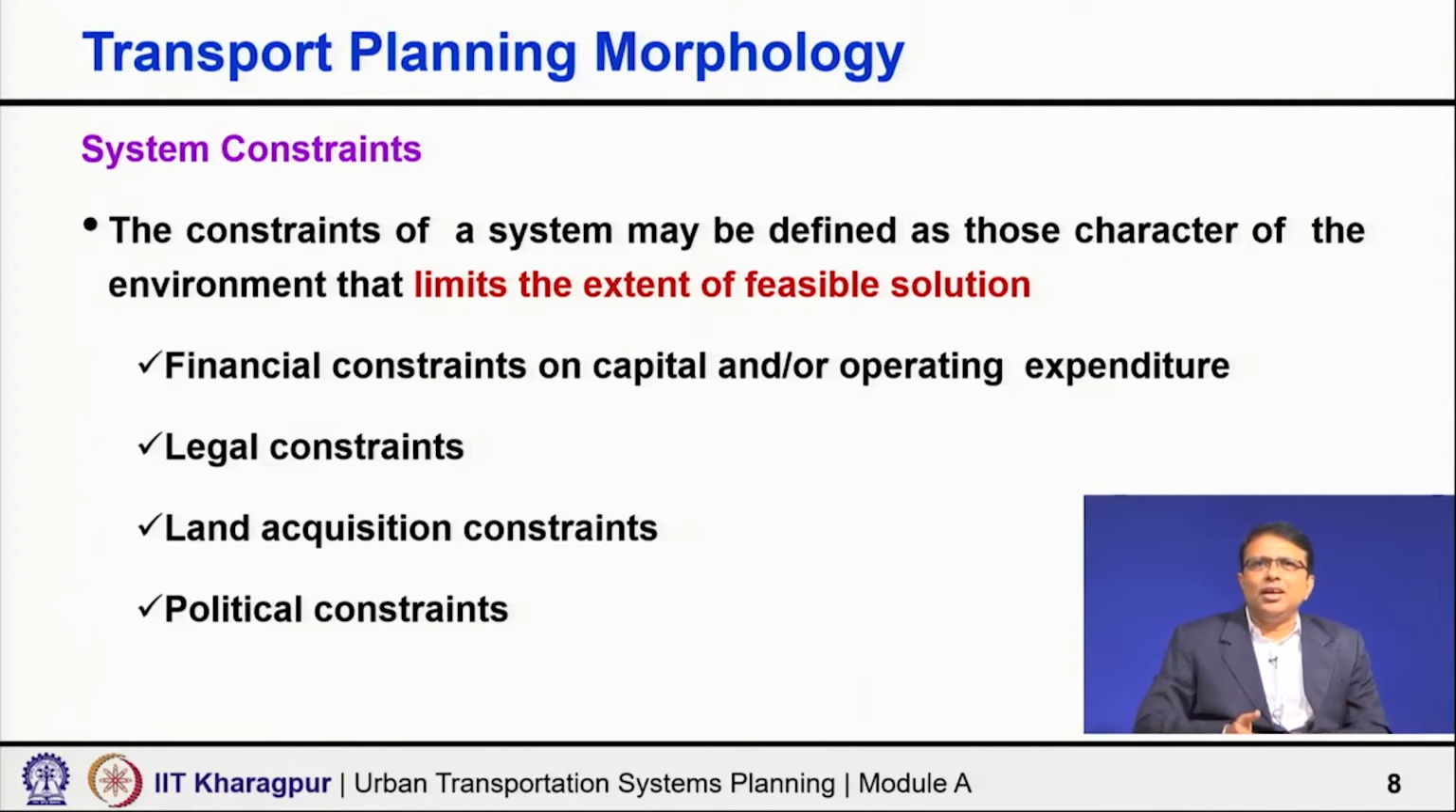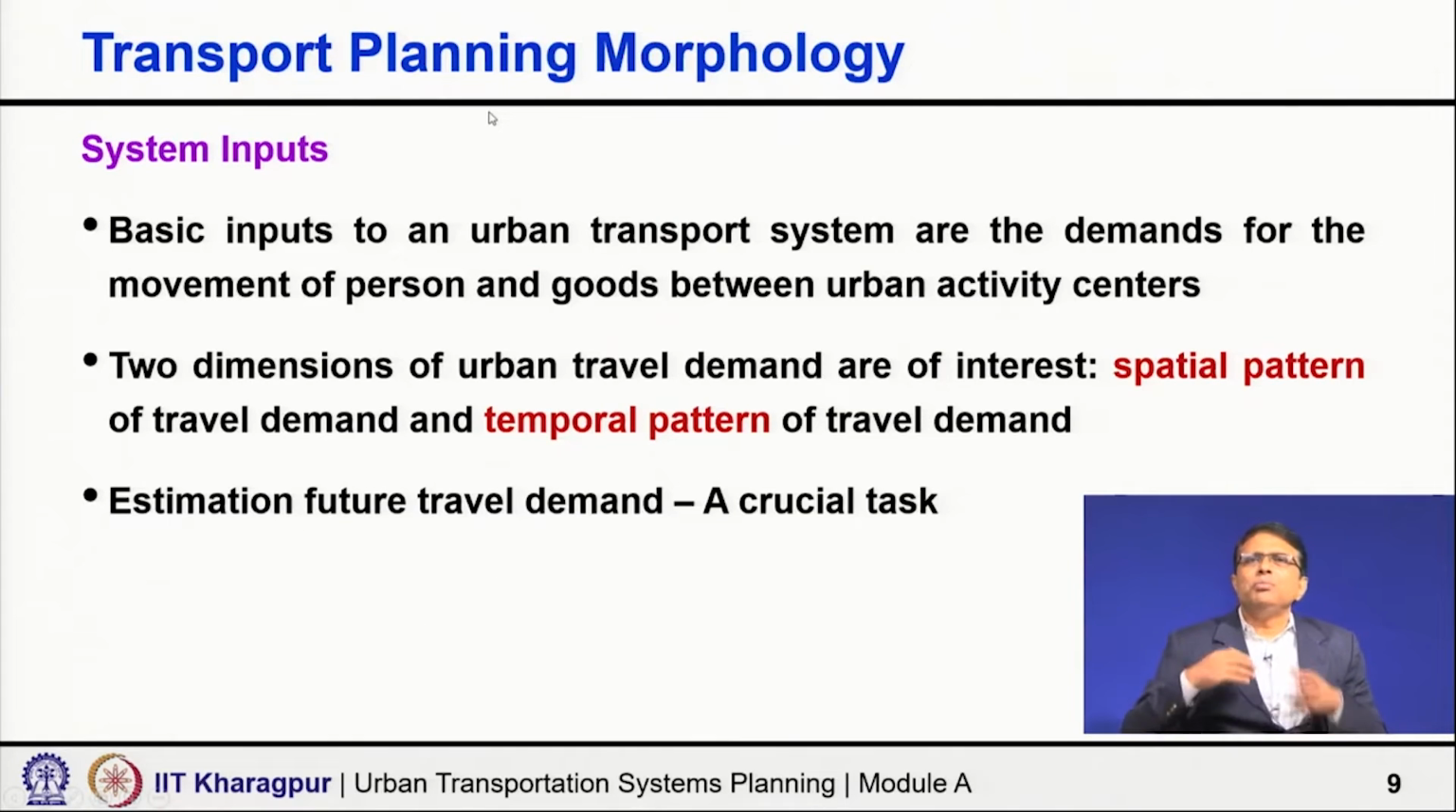So, I said here that the constraints of a system may be defined as those characters of the environment that limit the extent of feasible solutions, and we must try to come out with a solution which is within this feasible domain. Third, we must be able to identify the inputs very clearly.